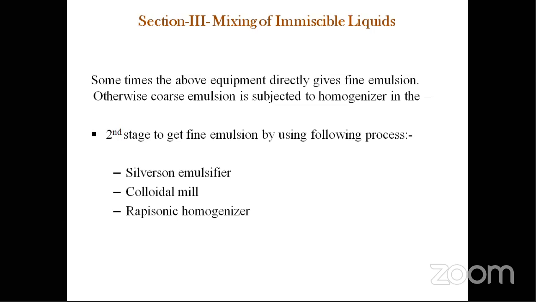Okay, and in the manufacturing industry, they first prepare the coarse emulsion. In this case we can use the first types of instruments or equipments. So this is the understanding between the first stage emulsions and the second stage emulsions. Both are important in the manufacturing industry.